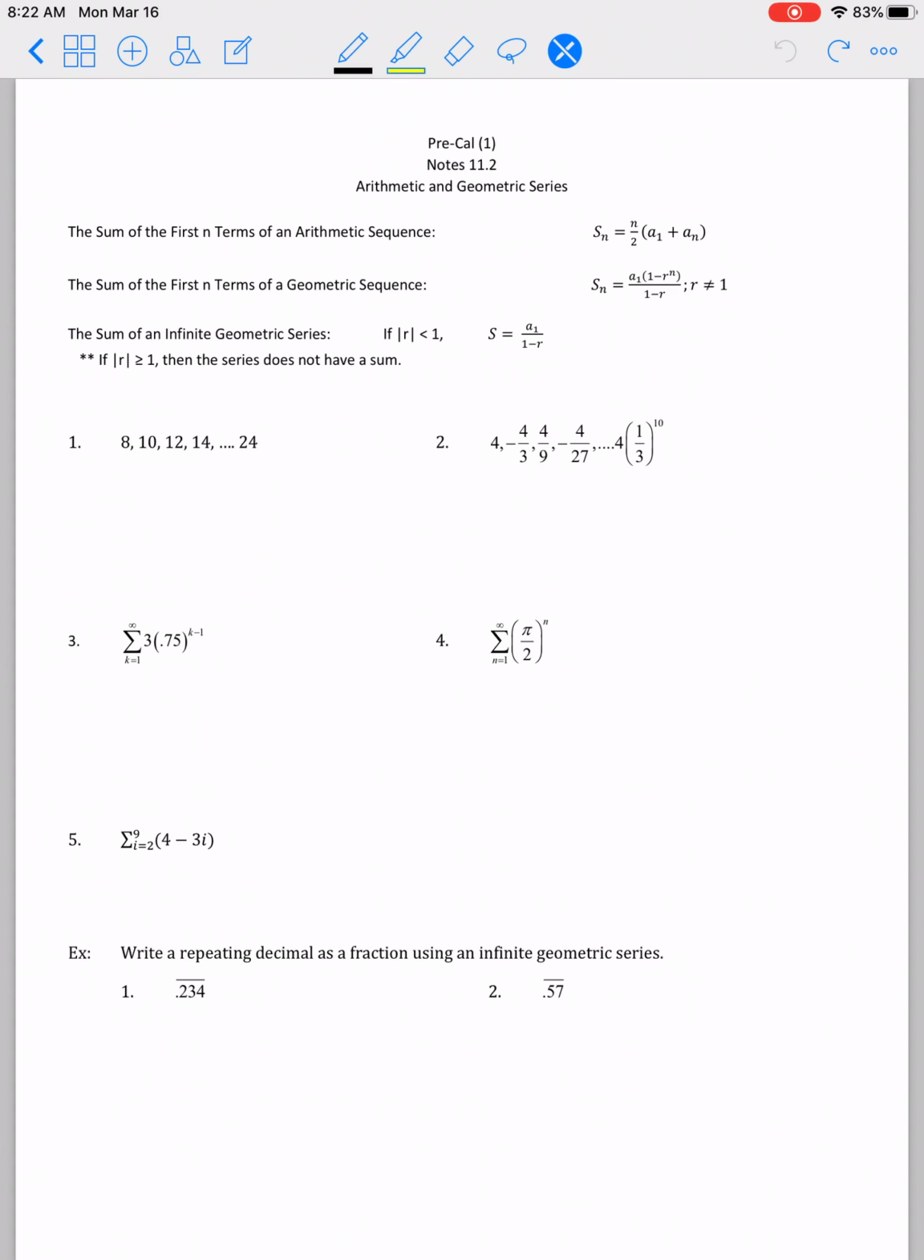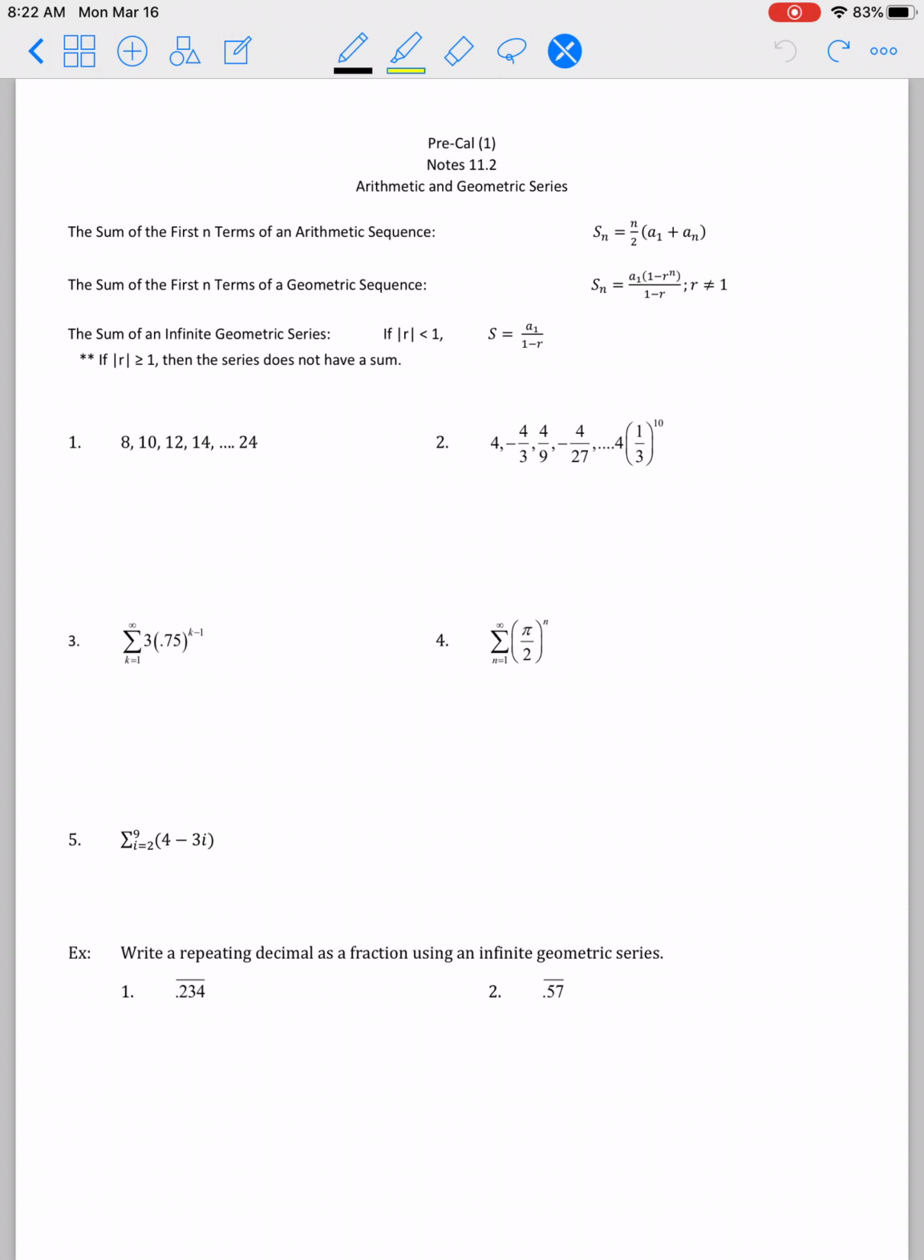This lesson is about series, and they're going to be arithmetic and geometric. The difference between a sequence and a series is that a series is the sum, where you're taking all the terms that you have and adding them together to find the sum.